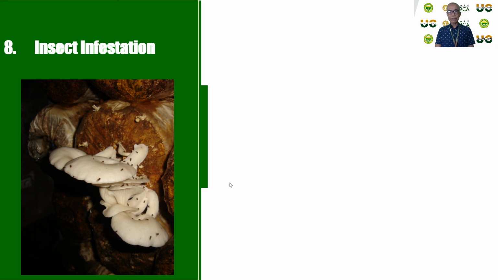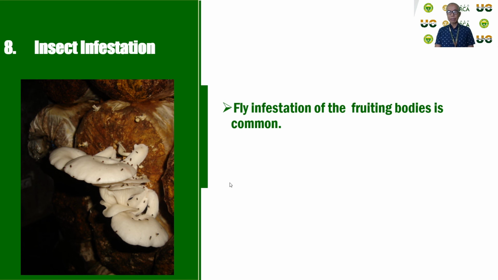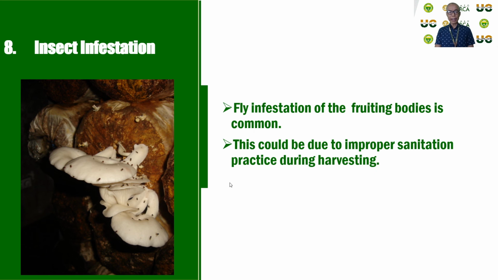Next is insect infestation. Flies are a common problem in mushroom houses where proper sanitation is not being practiced, especially during harvesting. Avoid leaving parts of the harvested mushroom in the fruiting bag. The remnants become inviting to the attack of these flies. Make sure that the screen of the house is properly installed to prevent introduction of this pest.